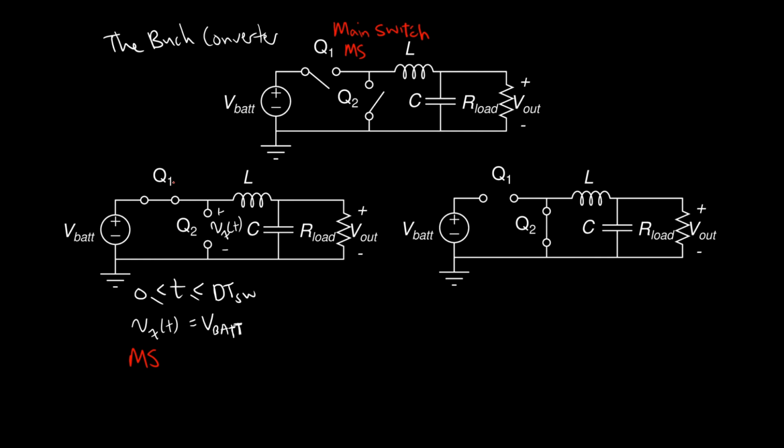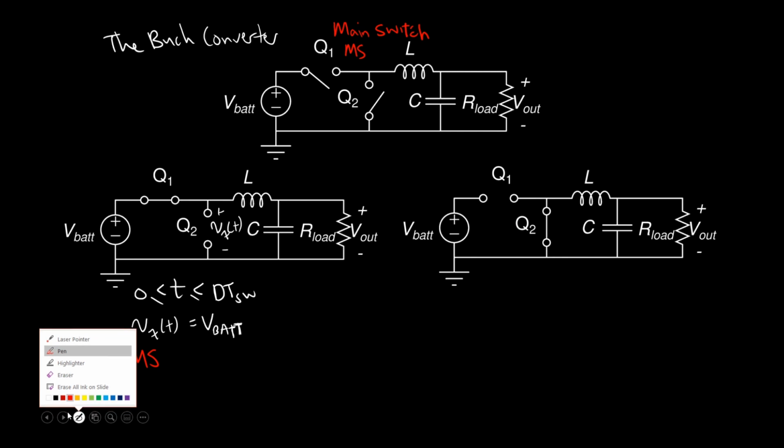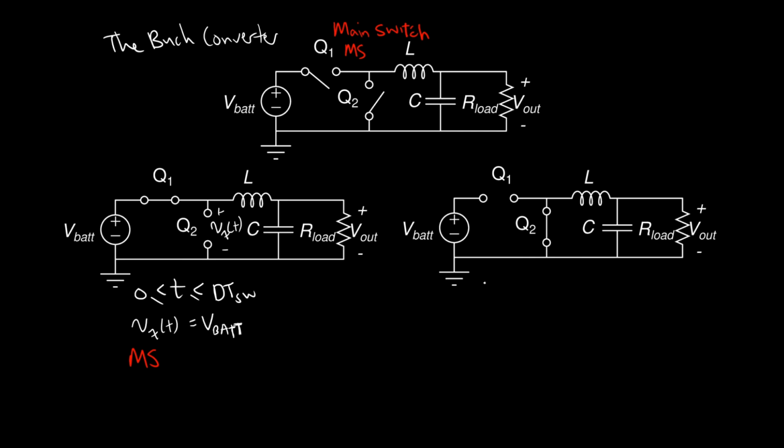Main switch, or MS. And sometimes you can refer to this state as the main switch state. Some notational stuff, some jargon, but basically this first state is when the main switch, Q1, is on, and the switching node voltage, VX, is VBAT.